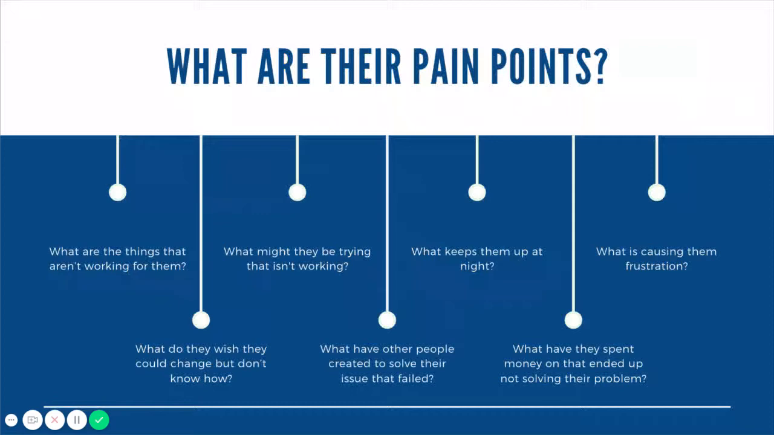Next, what have they spent money on that ended up not solving their problem? This is similar to the last question, but just think about where they have put dollars that's let them down. This is going to be really important as you continue to build out your marketing copy.